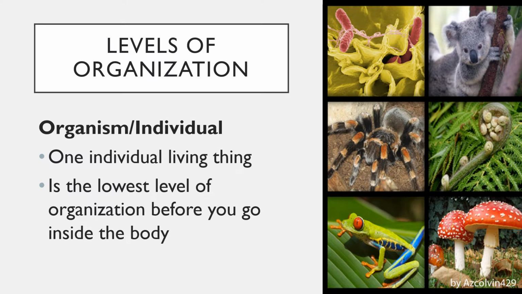Now, all life, as you guys learned, one of the characteristics of living things, is organized. We are organized into cells and organ systems, but the world itself also has levels of organization. The first one is called the organism or individual level. And this is one individual living thing, like you, or one bird, or one tree, something like that. It's the lowest level of organization before you get inside the body. So it's the smallest that you can get and be a whole living organism.